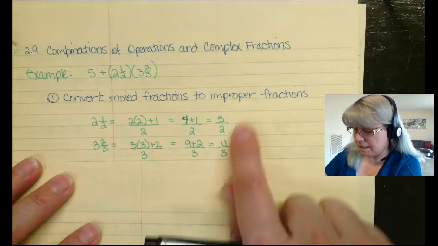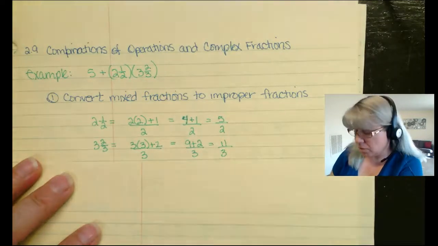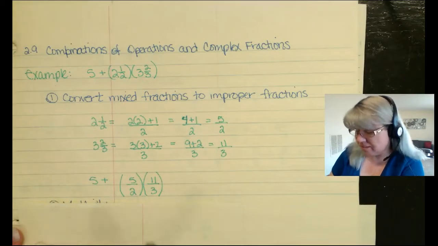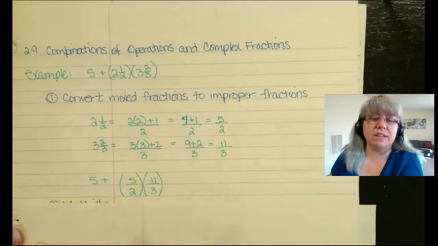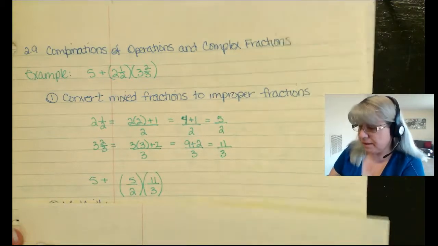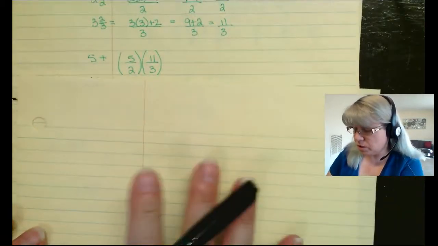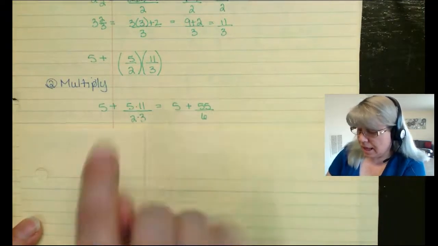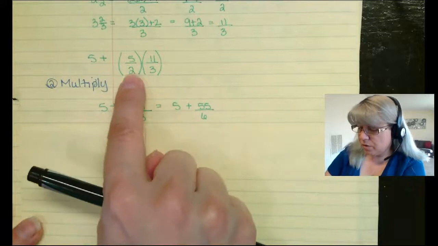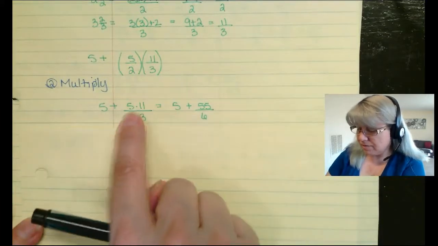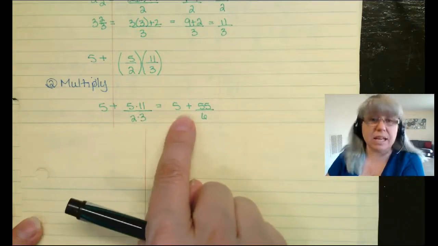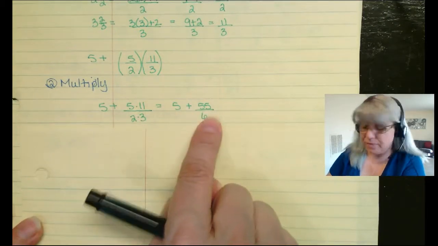Now that we have our improper fractions, we can perform our multiplication. So the problem really becomes 5 plus 5 halves times 11/3. All right, addition, multiplication, we do our multiplication first. 5 over 2 times 11 over 3 is really 5 times 11 all over 2 times 3. So that becomes 5 plus 55/6.